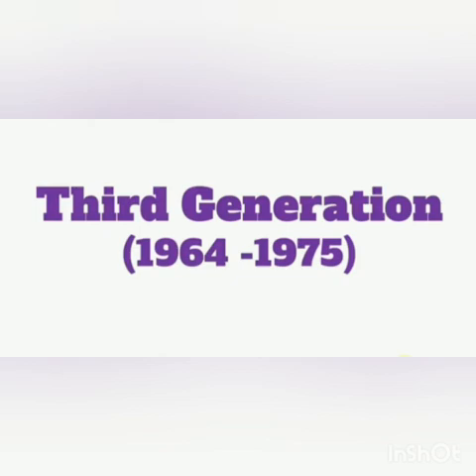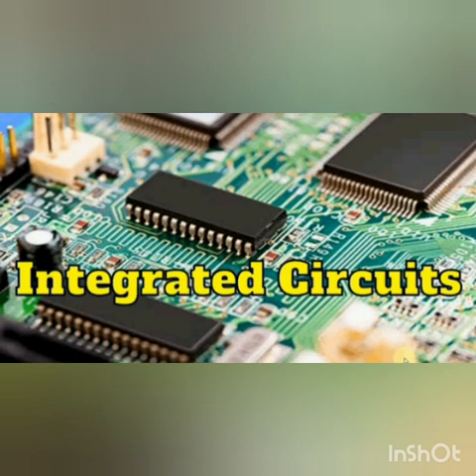Generation third, and the period used in this generation is 1964 to 1975, and the component they have used is integrated circuits that we call IC. This is the image of the IC. Integrated means it combines 2 or more functions into a single component or a single device. That is the main advantage of IC. Let us see the merits and demerits.